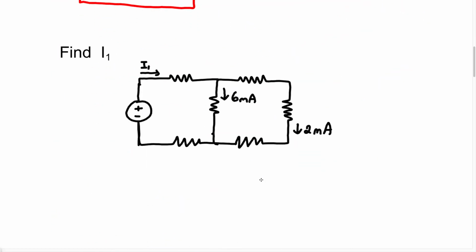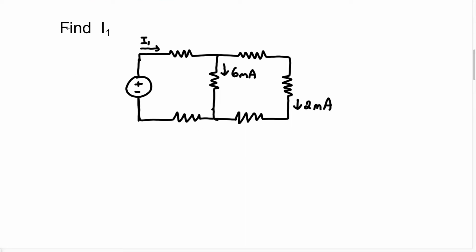Alright, let's do another example. So this question says find I1. So where is I1? Well, we know I1 is going to be right here. So we don't know any of the voltages, and we don't know any value for the resistors. Therefore, we're going to have to use Kirchhoff's Current Law. The first thing we're going to do is just identify the essential nodes. This is going to be 1, and this is going to be 2.